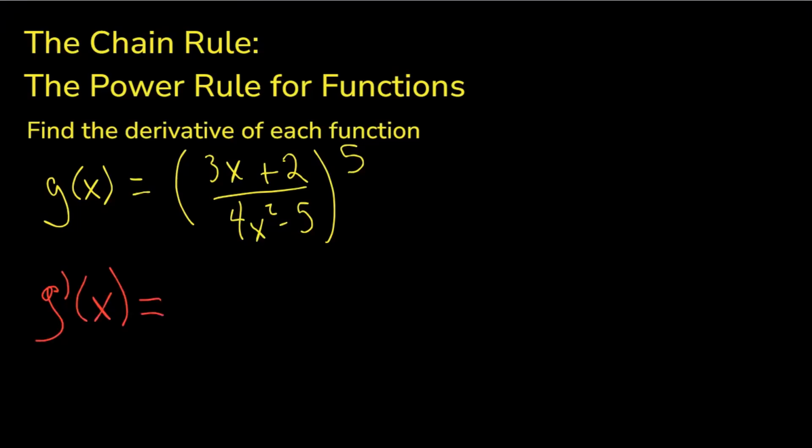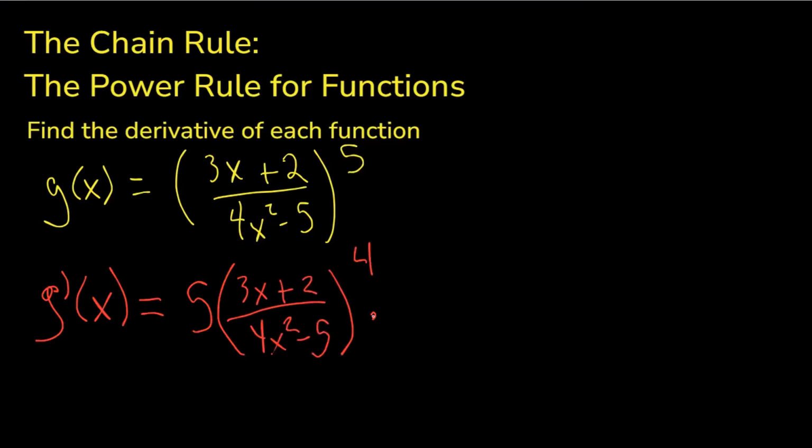The inside is the quotient. The outer function is the power function. So we'll use the power rule for functions. It's going to be 5 times that function to the fourth times the derivative of the inside. Now, we would have to use the quotient rule.